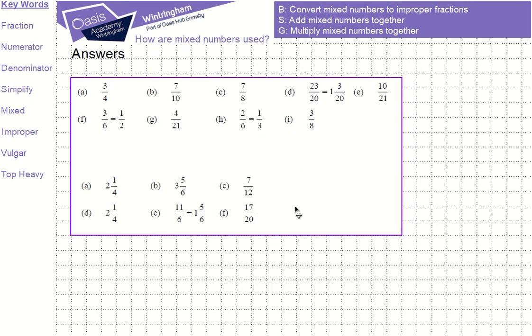Here's the answers, mark the ones that you've done, and if we just have a look, some of them they've given them as improper fractions and also the mixed number answer as well. For this question here, if you wanted that as an improper fraction, that would be 9 over 4. And this one as an improper fraction would be 23 over 6. And this one here, again, that's 9 over 4. It should have been the same answer as A.